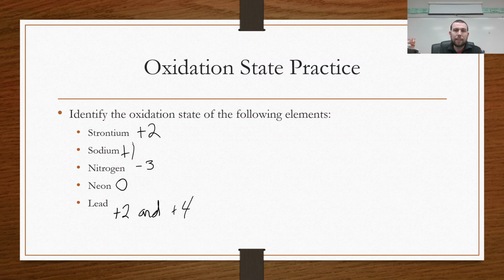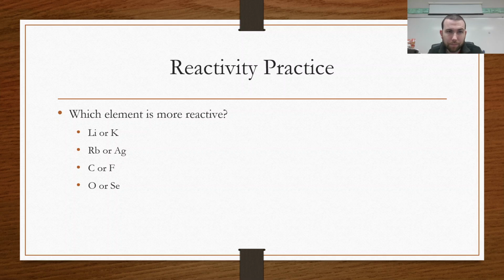All right, now here's our second question. And again, I want you to read the question, pause the video, and then think about it and come up with your answers, and then once you've come up with your answers, unpause the video, and listen to my explanation at the end. Which element is more reactive when you compare the 2? All right, so pause the video, come up with your answers, and when you're ready, hit play again so you can hear my explanation.